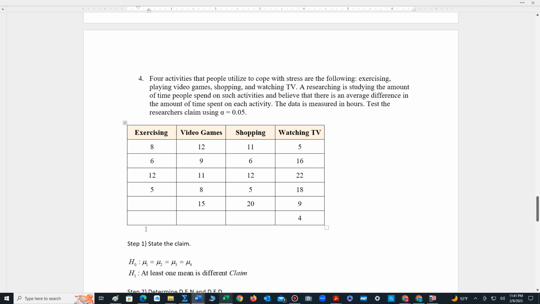And for the last problem, once again, we do have another ANOVA problem. Let's read it. It says, 4 activities that people utilize to cope with stress are the following: exercising, playing video games, shopping, and watching TV. A researcher is studying the amount of time people spend on such activities and believes that there is an average difference in the amount of time spent on each activity. The data is measured in hours. Test the researcher's claim at alpha 0.05.